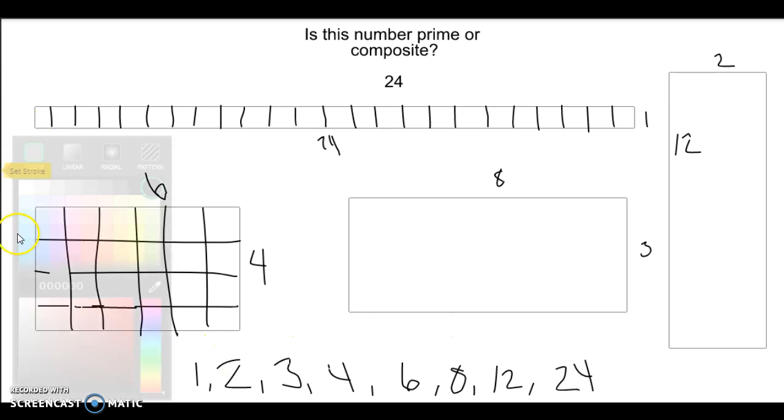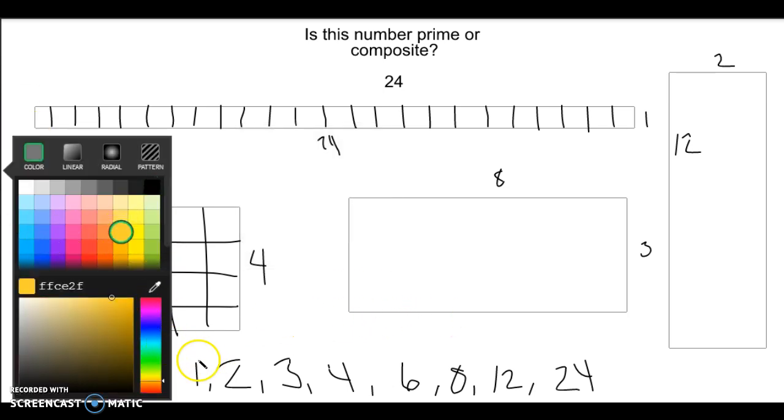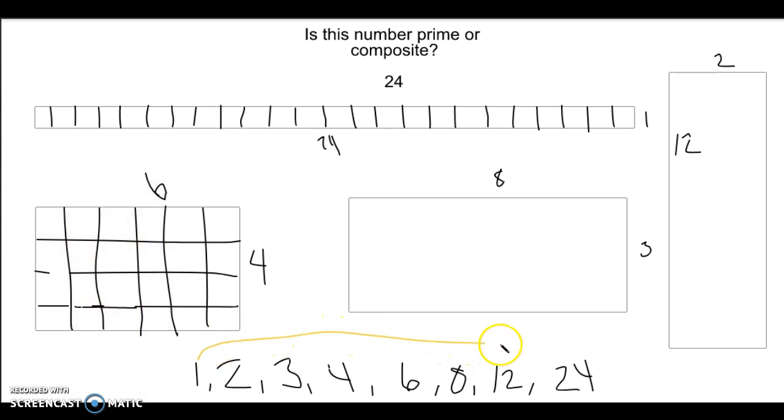Let me change my pen color here. 1 and 24. 2 and 12, 3 and 8, and 4 and 6. So how many factors is that? That's 1, 2, 3, 4, 5, 6, 7, 8 factors.